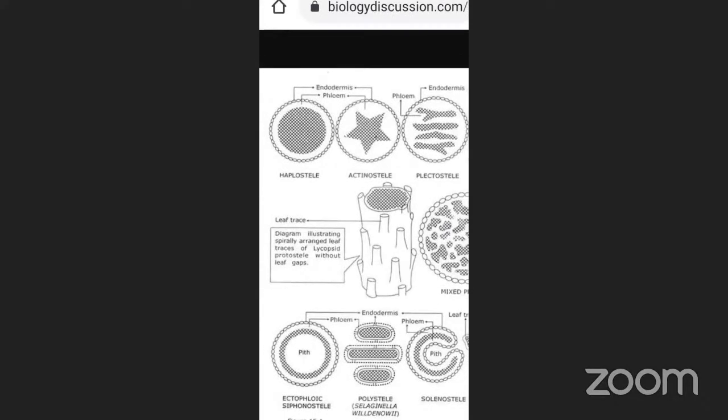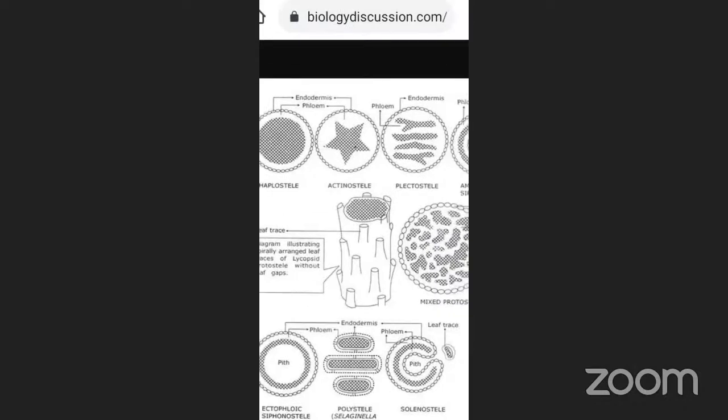With the increased demand for conduction during evolution, stelar changes have taken place, resulting in variations of the protostele. In the haplostele, the structure is simple, with the xylem surrounded by the phloem.